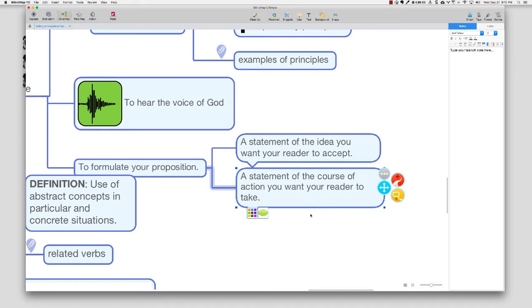A proposition is a statement of the idea you want your reader to accept. Or it could be the statement of the course of action you want your reader to take. Another way to say this is that you've identified your principle, and now you're transforming that principle, that idea, into a full statement.